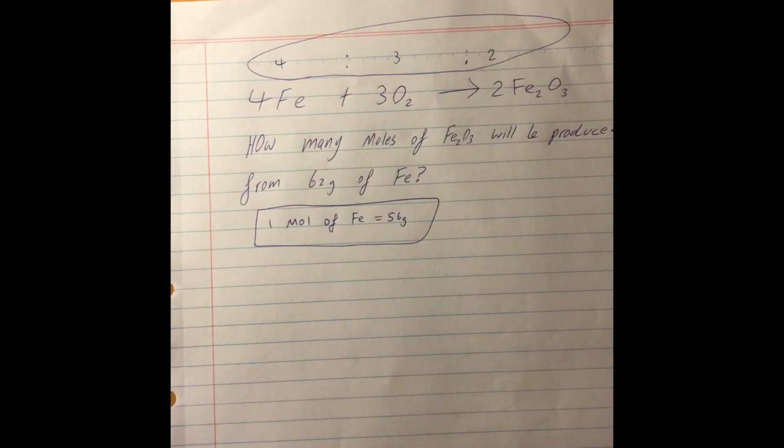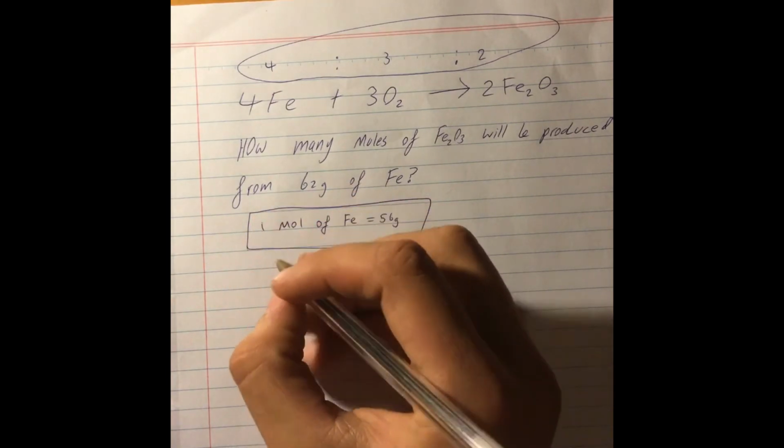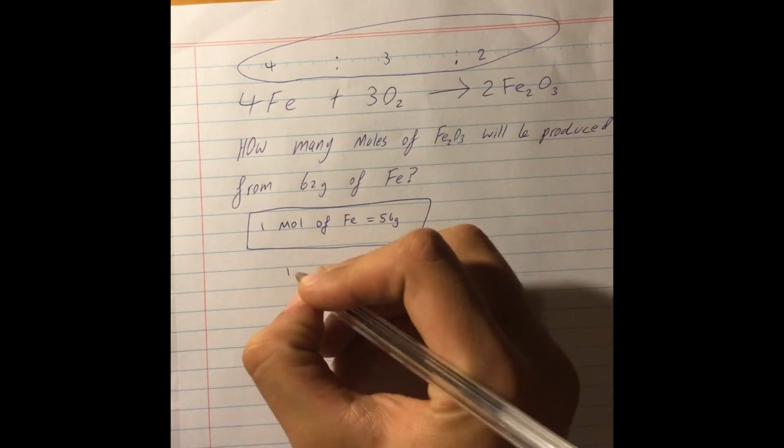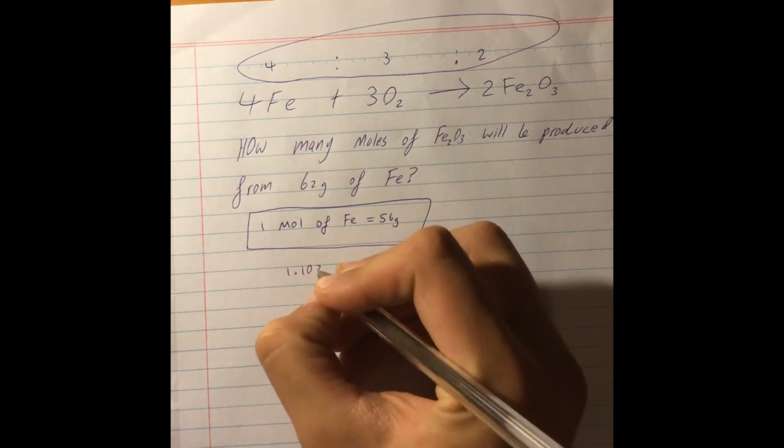Now the question's saying we have 62 grams of iron. 1 mole would be 56, but we have 62, so we're going to have a little bit more than 1 mole. So we're going to grab out the calculator and go 62 divided by 56. I'm going to approximate this, and it gives us 1.107 moles.